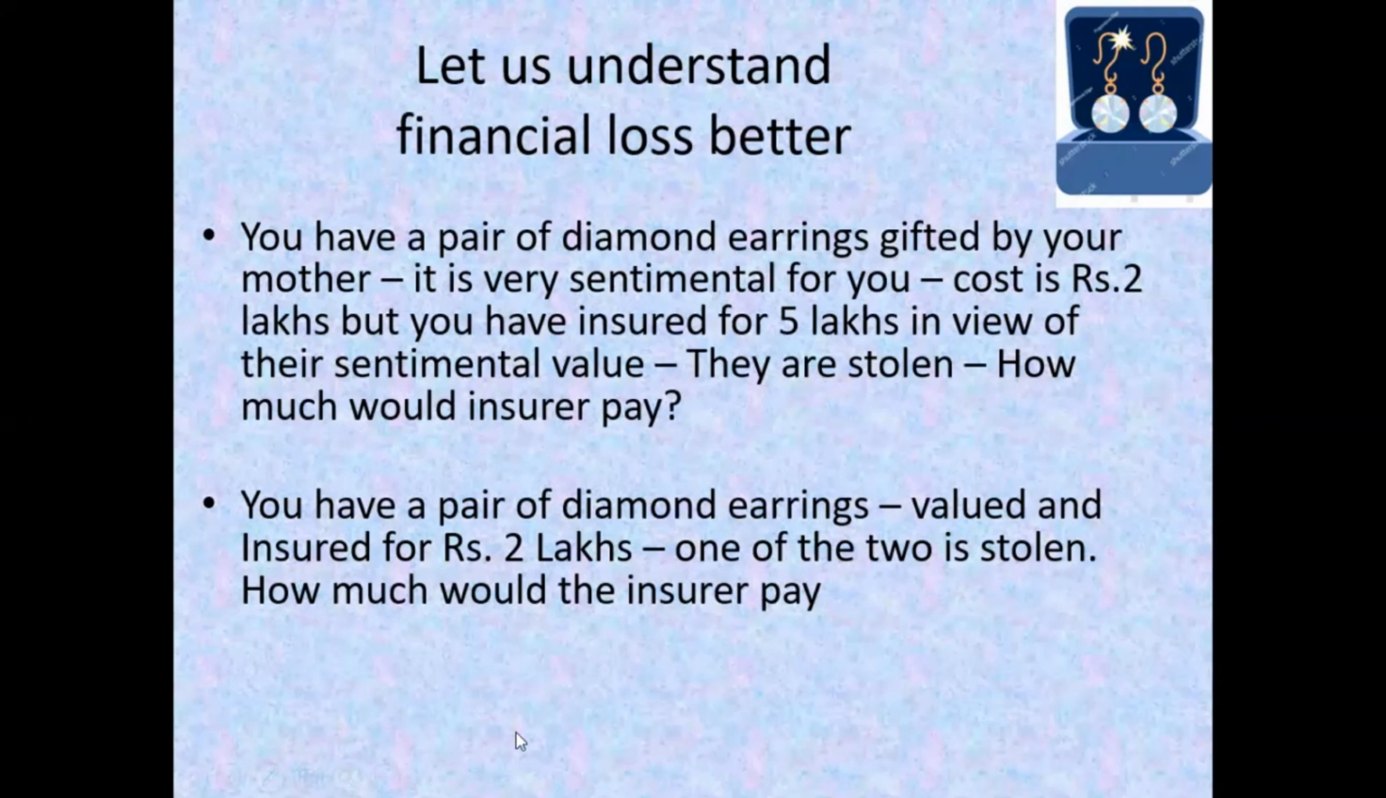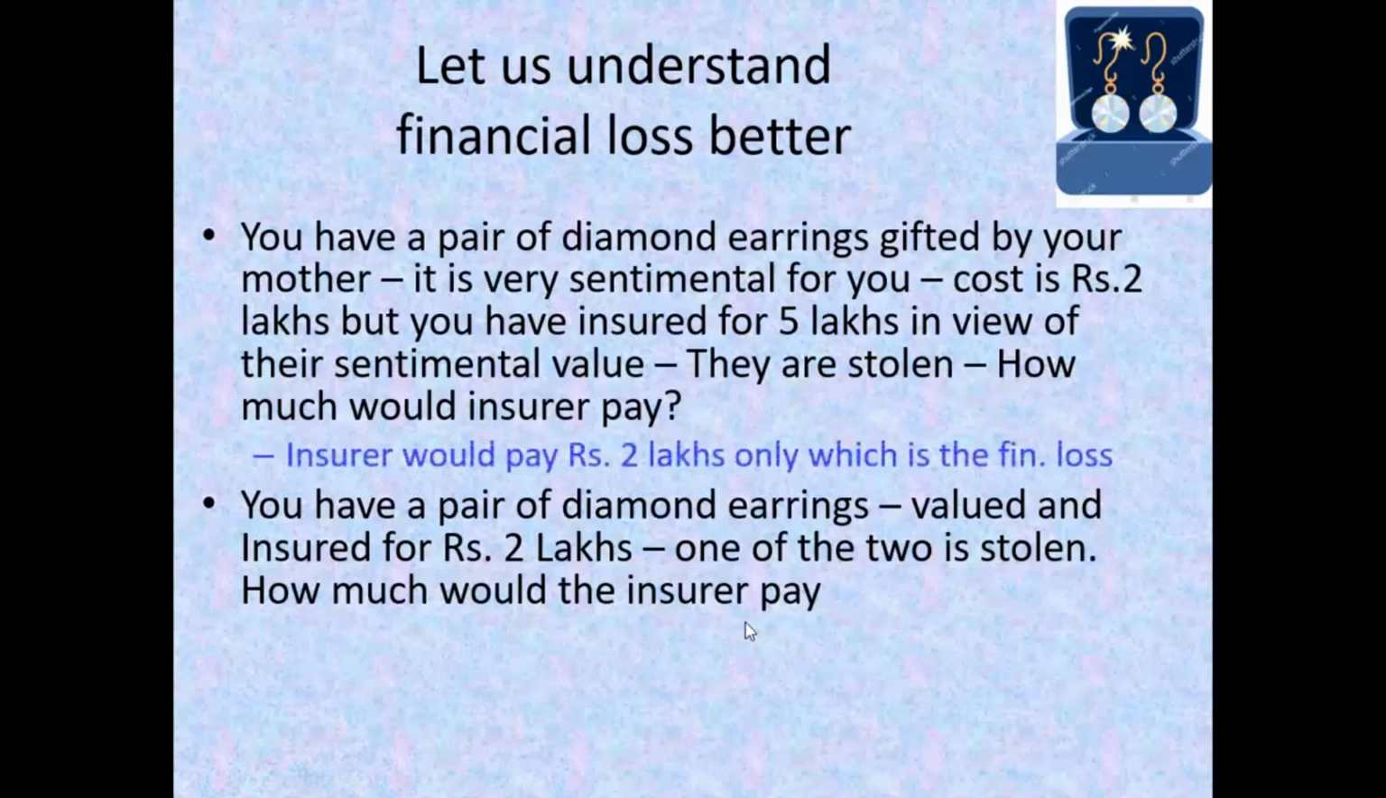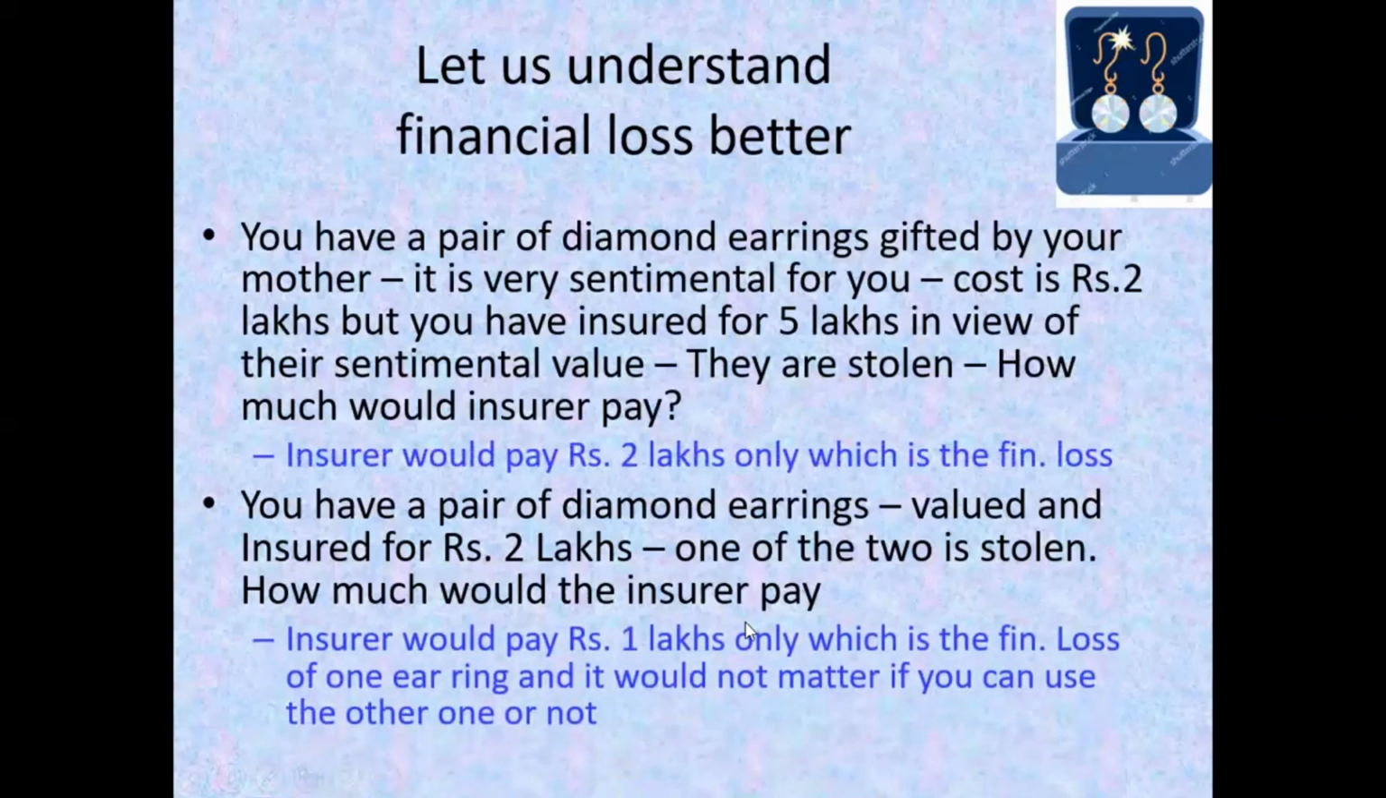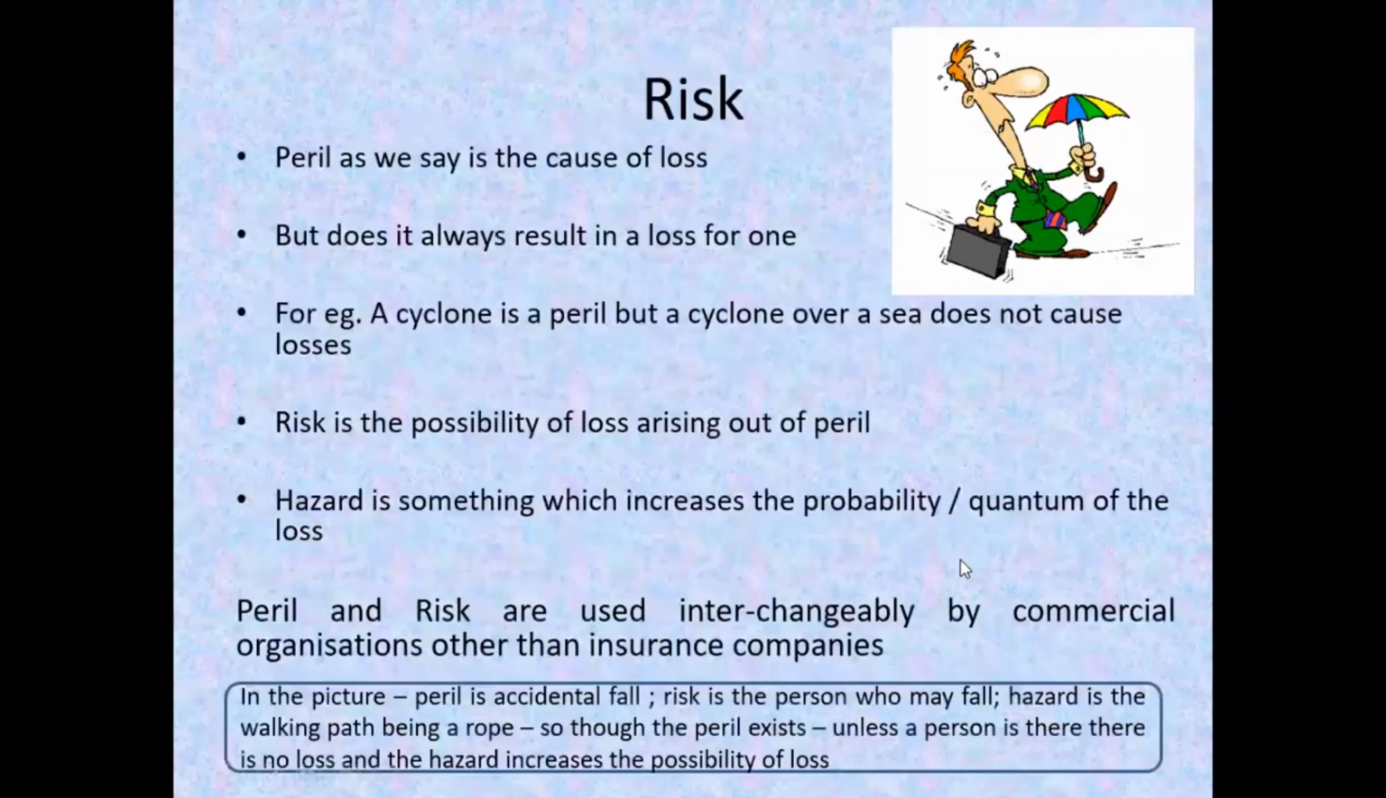So this is the primary framework of insurance. What is a peril? Cause of loss. We cannot avoid a peril. We can minimize the damage, and the insurer pays financial compensation for the loss that is suffered. Like you saw, we already saw in the first example, the insurer will pay only 2 lakhs and not 5 lakhs. And in the second example, only for 1 earring, which is 1 lakh, will be paid as compensation.